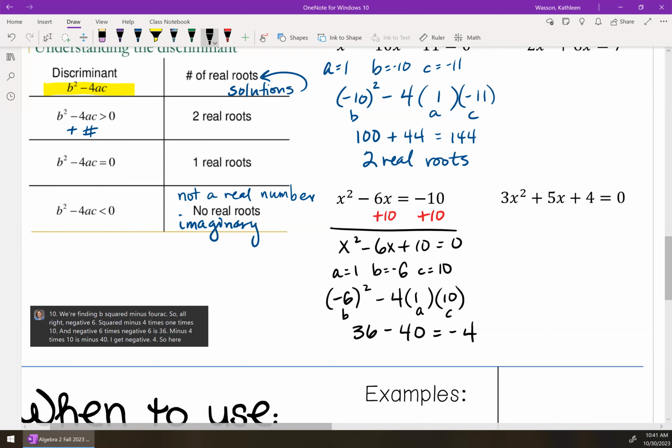So here's my, I got a negative number. That'll be less than 0. So I won't have real number solutions. I'll have imaginary solutions. I'll have 2 imaginary solutions.